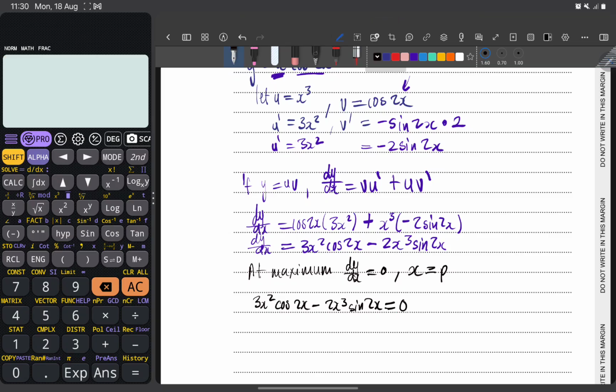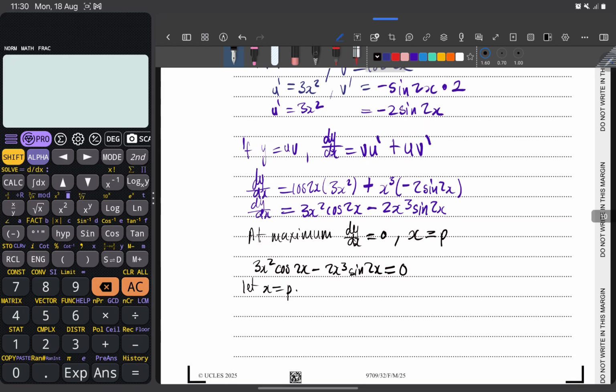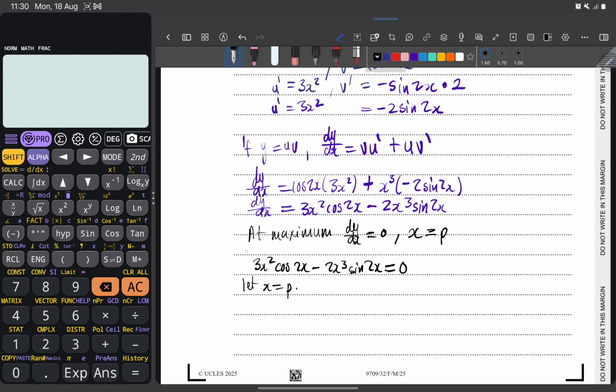Right. And then now we are going to say let x equal to p. So here, first we let dy dx equal to 0. Then we now let x equal to p. So it's going to be 3p squared cos 2p minus 2p cubed sine 2p is equal to 0.